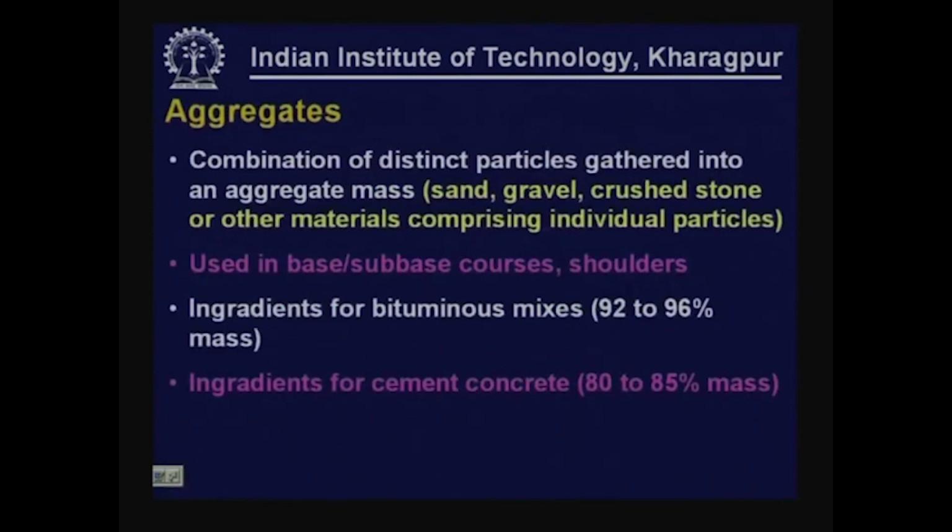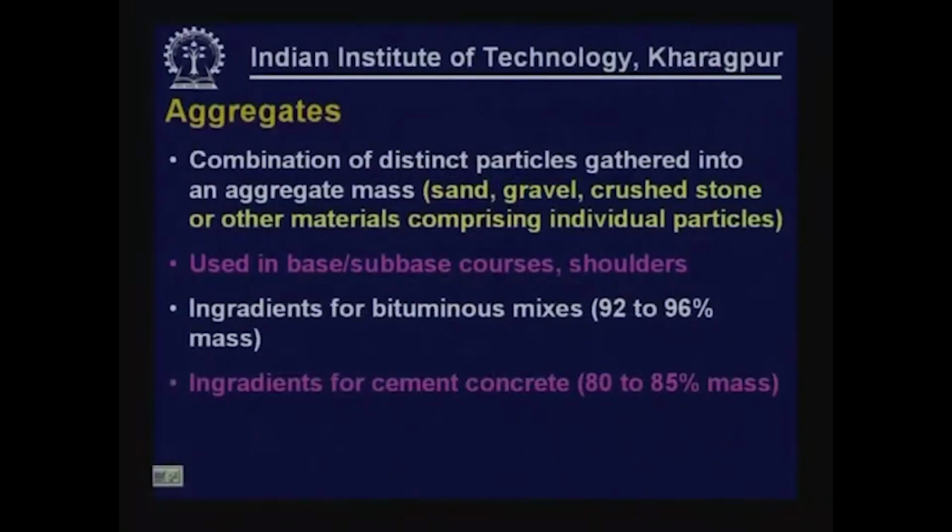The term aggregates normally represents a combination of distinct particles gathered into an aggregate mass. This can be sand, gravel, crushed stone or other types of materials comprising individual particles. These are not normally cohesive masses, as has been indicated here. These are individual particles brought together to form a mass. These are normally used in base and subbases and in surface courses, both in bituminous pavements and in concrete pavements, and of course also in shoulders.